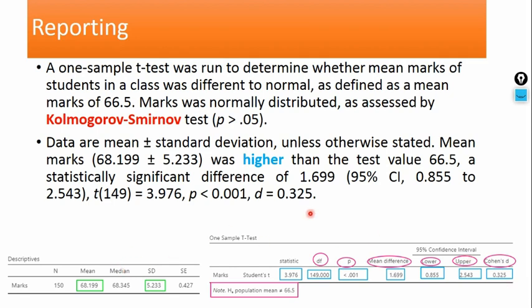Friends, on the basis of these two tables, we will report our one sample t-test. In this video, I have discussed outliers, normality, how to check outliers, how to prepare a box plot, how to perform a normality test, how to perform a one sample t-test with assumptions, how to make a decision, and how to report your results in your paper. Friends, I hope this video will be useful for you. Thank you, my friends.